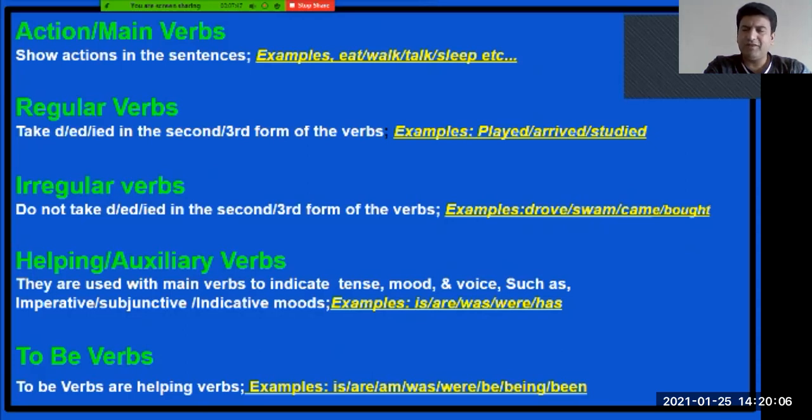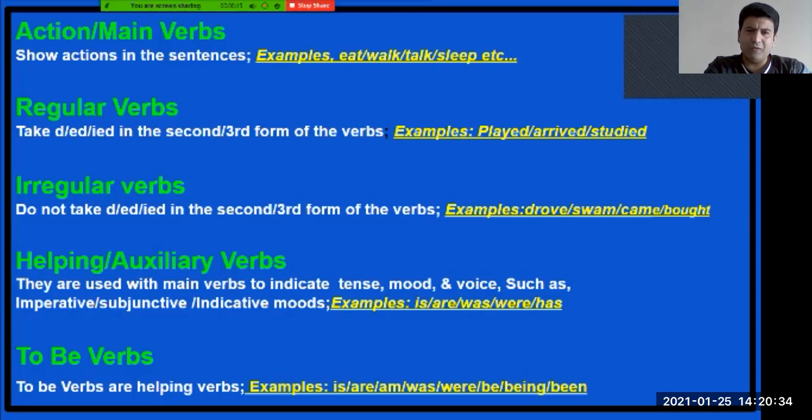In study, if we look at the word, D comes before Y, and D is a consonant. So it's a rule: whenever a consonant comes before Y, we change it into IED in the second or third form if they are regular verbs. So in this case, we used D, ED, and IED.